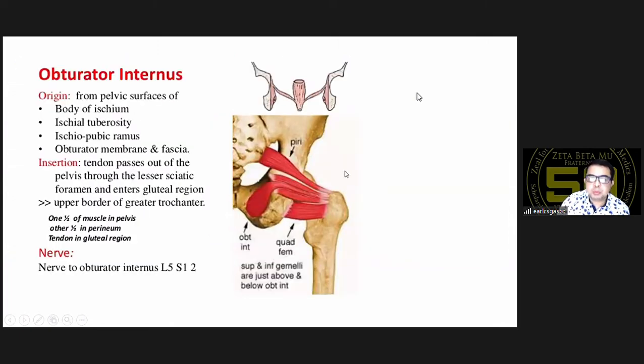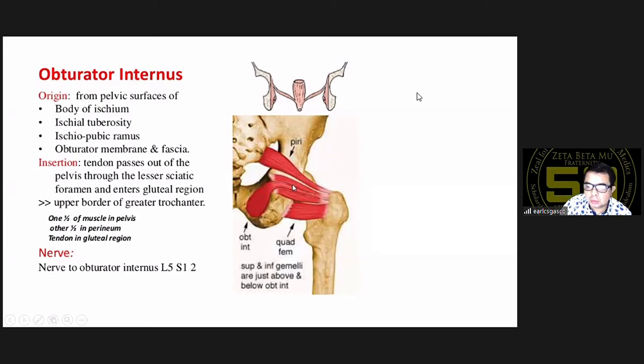Next, we have your obturator internus. It originates from the pelvic surface here, at the body of the ischium, the ischial tuberosity, the ischiopubic rami, and the obturator membrane and fascia. It does not originate in this area. Its insertion passes out of the pelvis through the lesser sciatic foramen, and enters the gluteal region and inserts in the upper border of the trochanter.